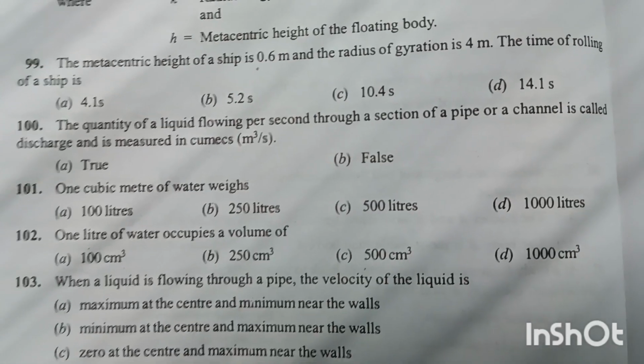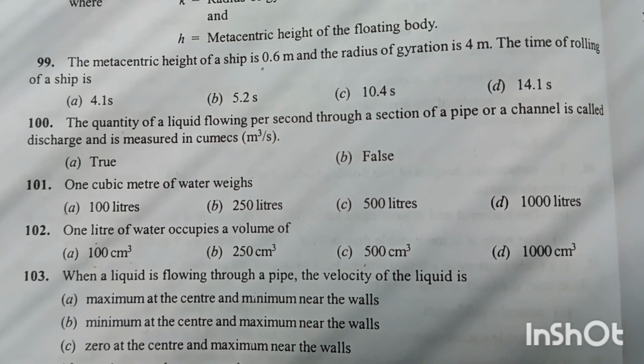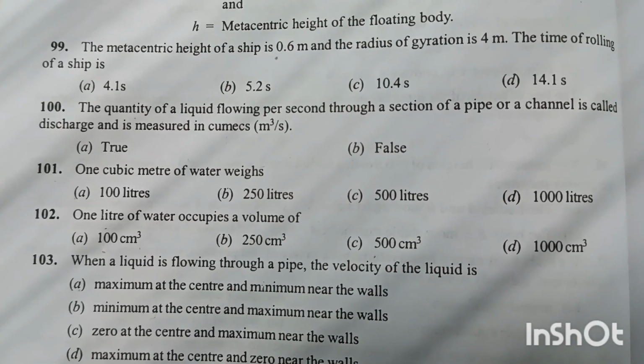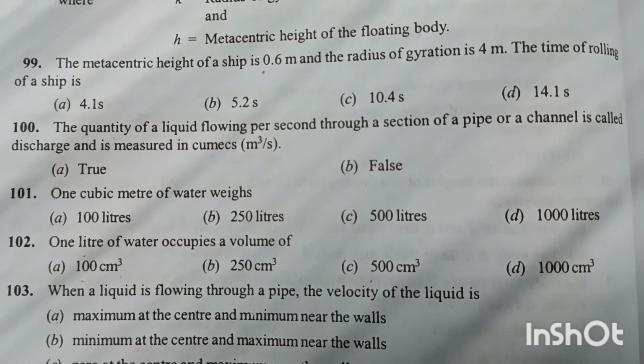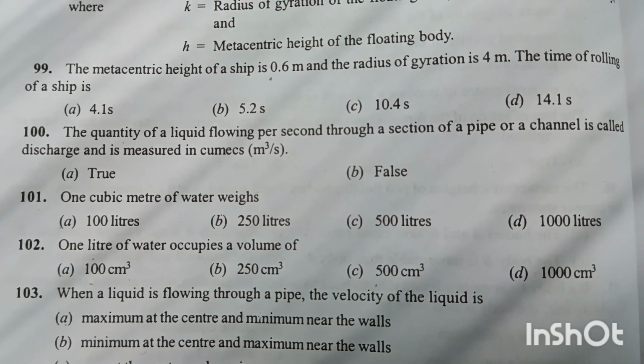Question number 100. The quantity of a liquid flowing per second through a section of pipe or channel is called discharge and is measured in cubic meter per second. Option A is the right answer. True.